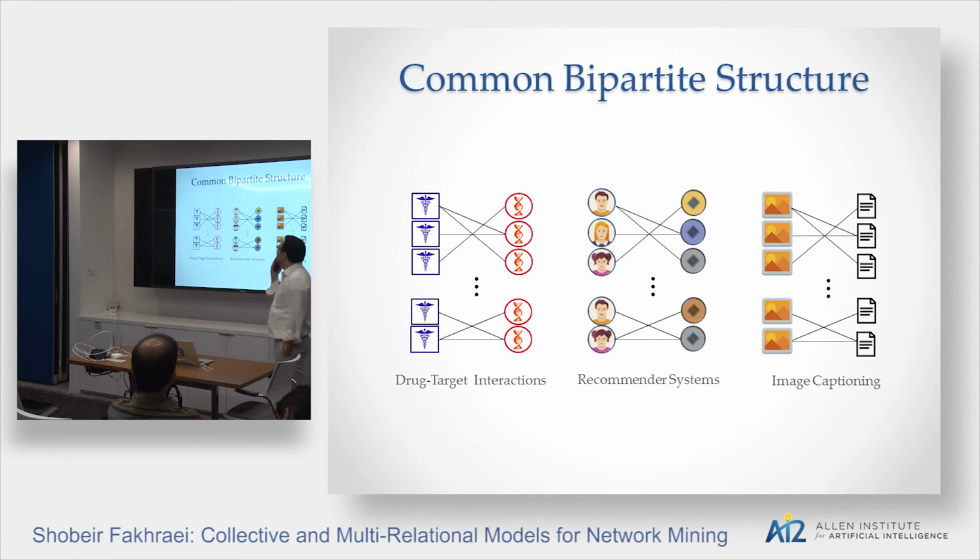Most of the applications that I'm going to talk about will have this common bipartite structure. You have one type of node on one side, and I'm sorry I reduced the quality of this picture for PowerPoint not to crash. So we have drugs on one side, targets on the other side. For recommender systems, we have users on one side, items on the other side. For image captioning, we have images and text.